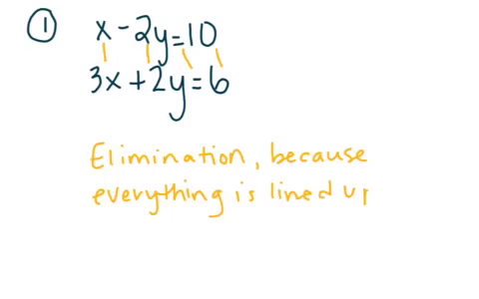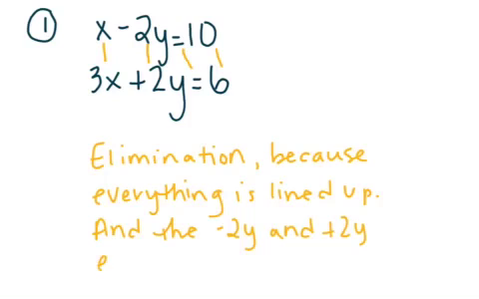I would also say, and the two y's, the negative 2y and positive 2y, eliminate. So they go away because negative 2y and positive 2y makes 0. And then I can solve it from there.